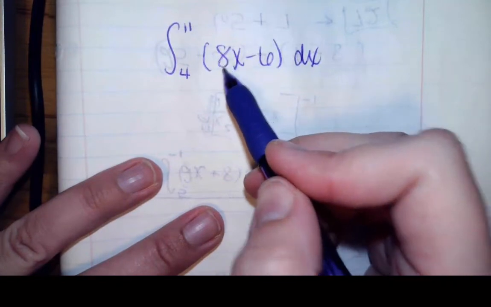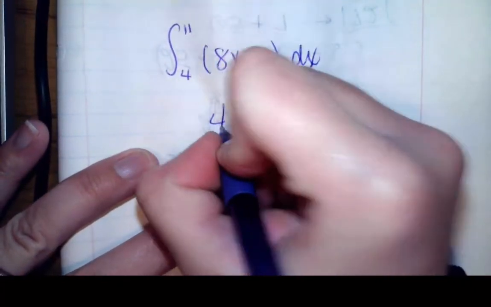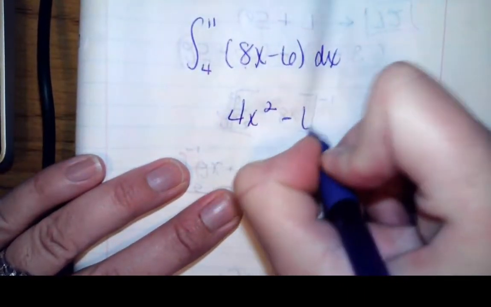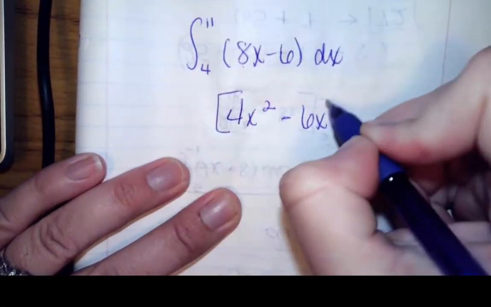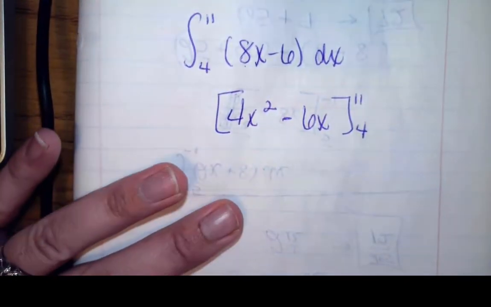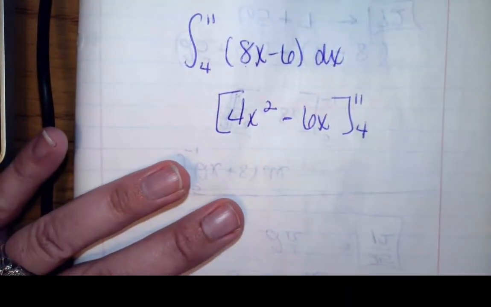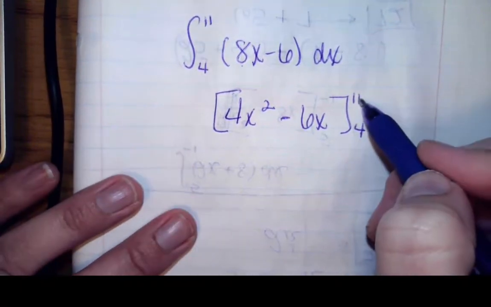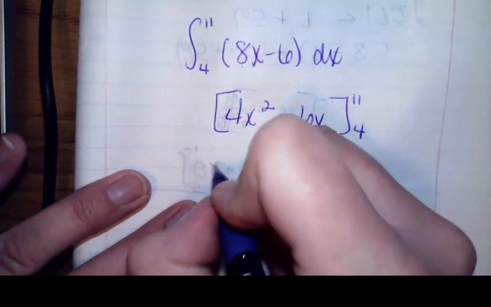Okay, so what's the integral of 8x? It'll be 8x squared over 2, which is 4x squared. What's the integral of 6? It's 6x. Where am I integrating from in 2? From 11 to 4, or from 4 to 11, sorry. And always do top first minus bottom. So top is going to be 11.